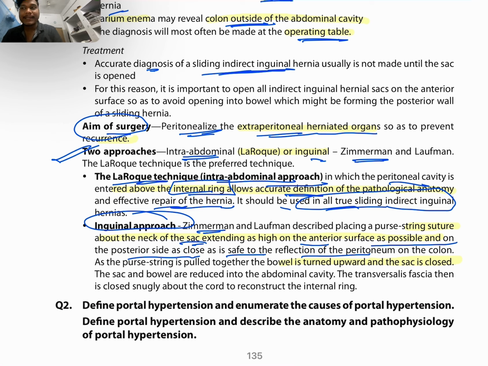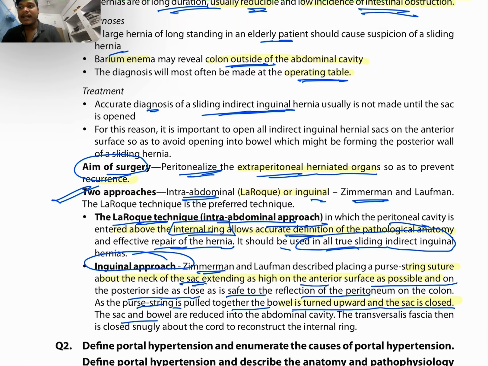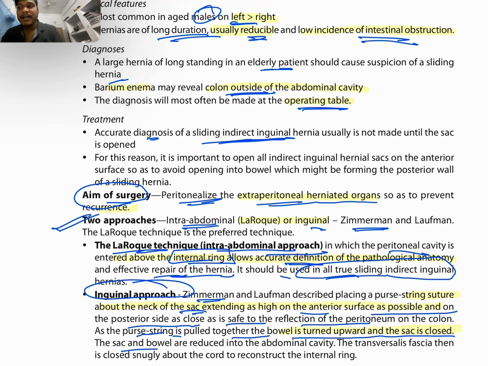We will just tie the suture above to the colon, and as the purse string is pulled together, the bowel is turned upward, and the sac is closed. The sac and the bowel are reduced into the abdominal cavity and the transversalis fascia is closed snugly about the cord, with reconstruction of the internal ring. This is all about diaphragmatic hernia.